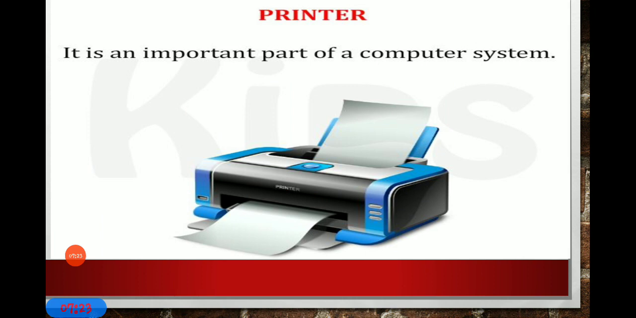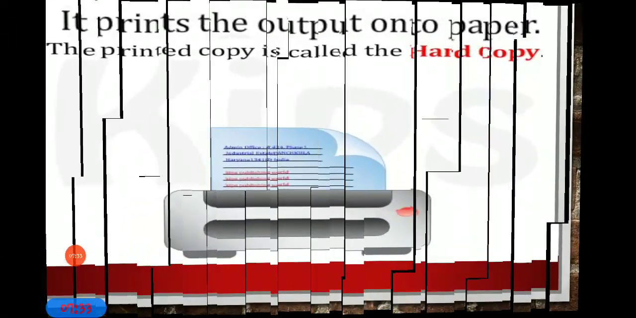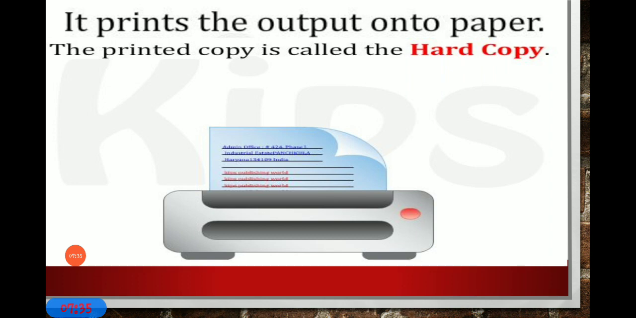Now the third type of output device is a printer. Are you all aware of a printer? Yes? So it is an important part of a computer system right now. Why? Because it prints the output onto a paper.